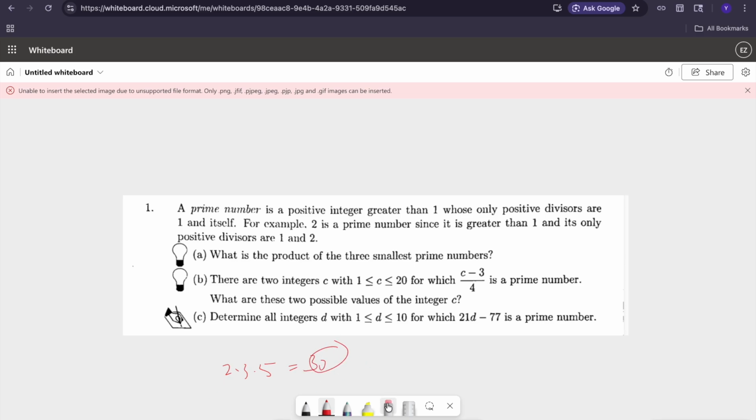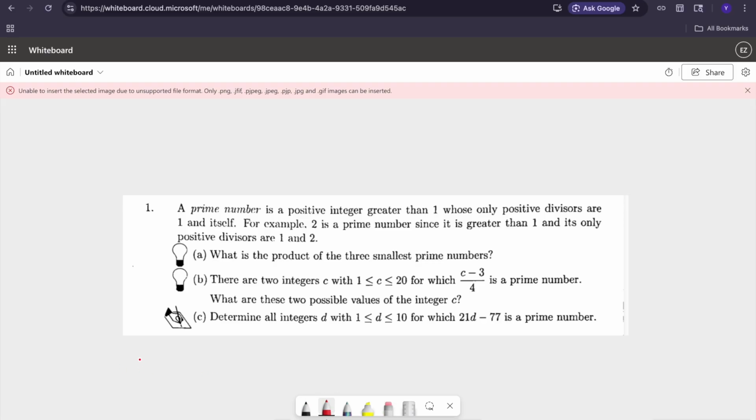First question answer. Second, there are two integers c with c between 1 and 20, for which (c minus 3) over 4 is a prime number. Okay, and we're looking for the integer c.